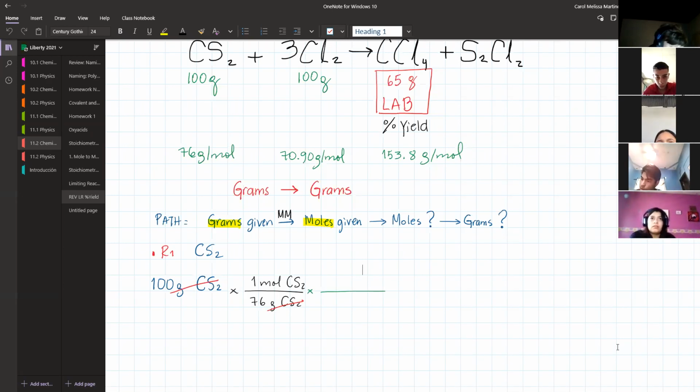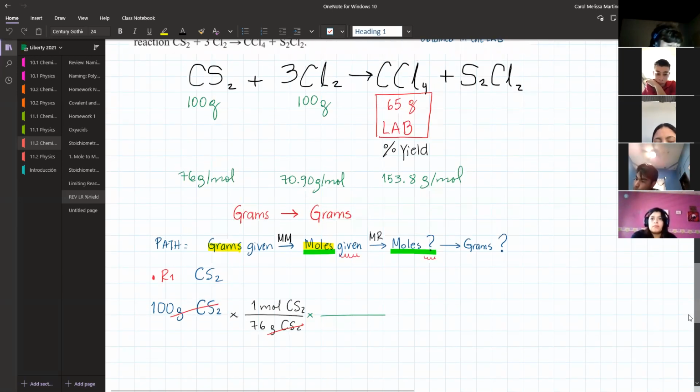Now, the problem goes from moles given to moles unknown. What do you need for that? Molar ratios, okay? So here you will use the molar ratio, between the given and the unknown. So what is the molar ratio that we have between the given and the unknown? How many moles of CS2 am I going to write? 1. Invisible 1 mole of CS2. And how many moles of carbon tetrachloride? 1. Also 1.